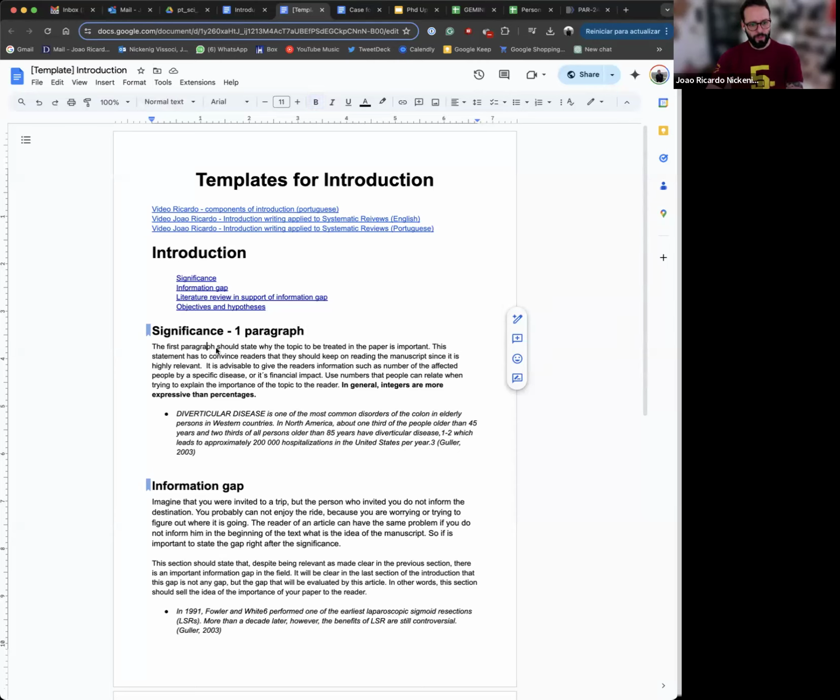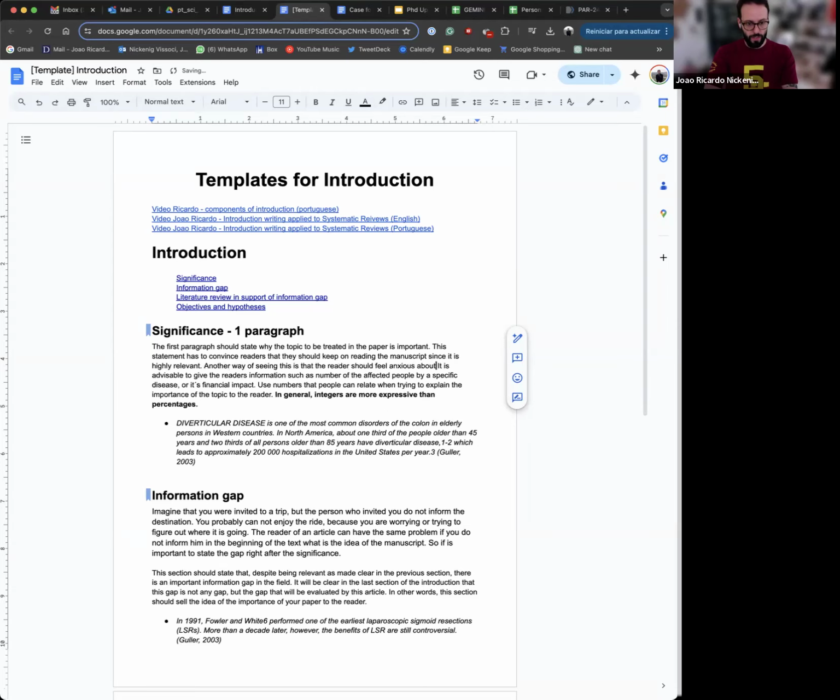So the first paragraph should state why the topic is important. And the statement of how it's important should be convincing enough so that the readers are interested in what they are reading. The statement has to convince readers that they should keep reading the manuscript since it's relevant. Another way of seeing this is that the reader should feel anxious about the topic.